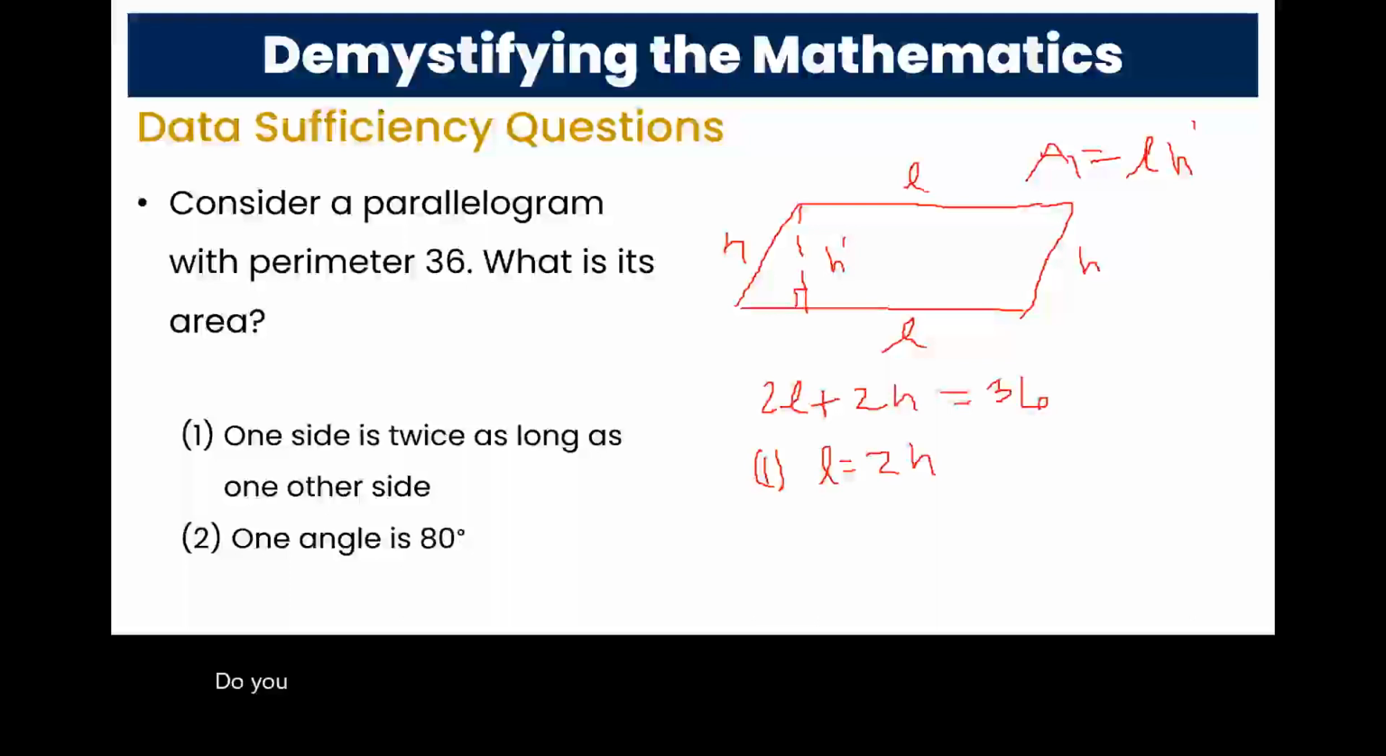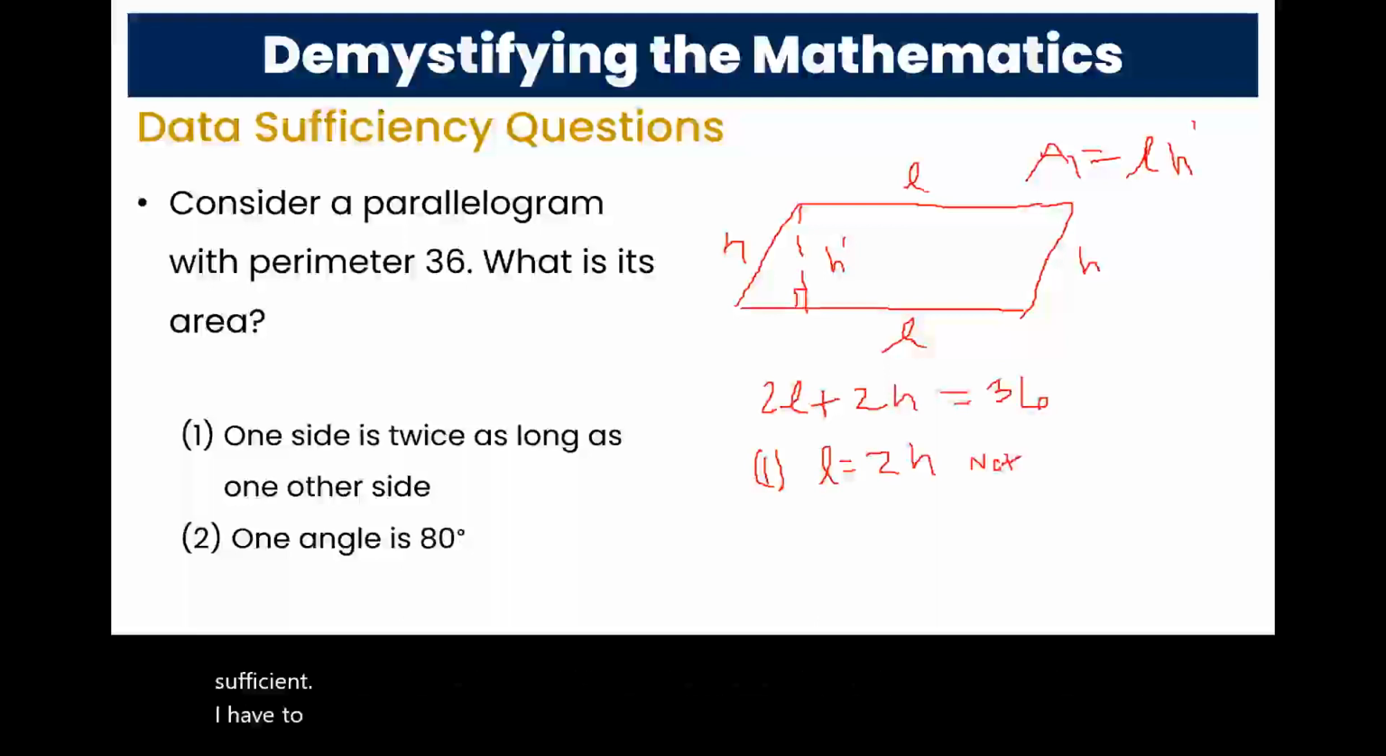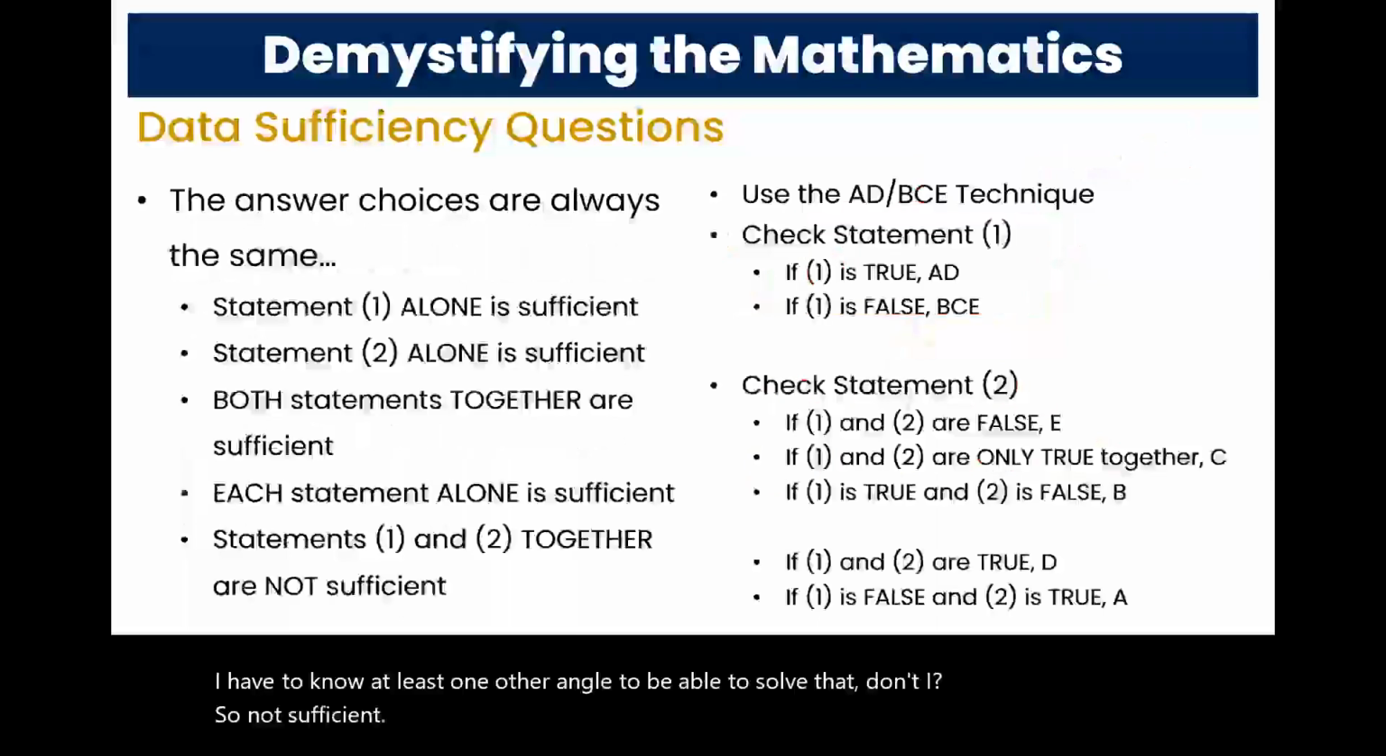Do you know 2 sides of this triangle, or do you know a side and an angle of this triangle? I know a side, I know the right angle, I would have to know one other angle. So it turns out this is not sufficient. I have to know at least one other angle to be able to solve that, don't I? So not sufficient, which means which answer choice do I get rid of?